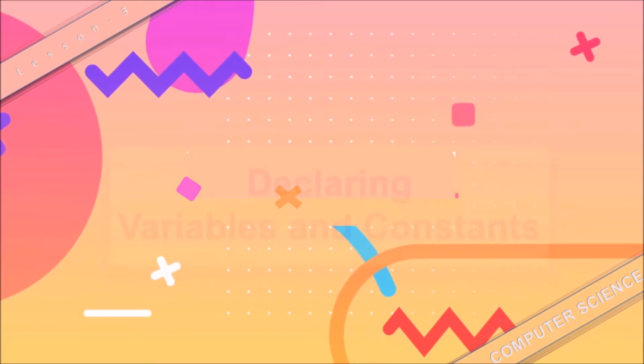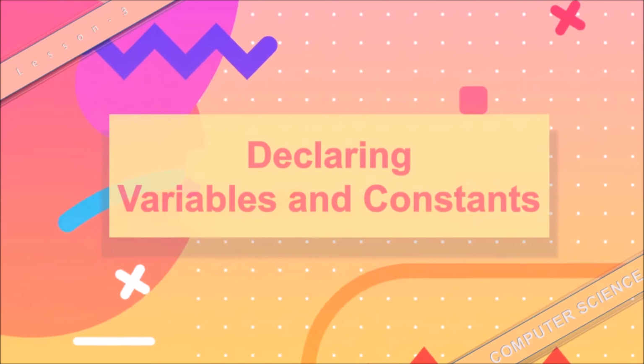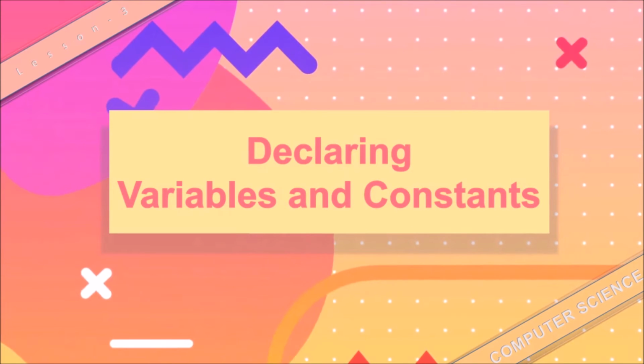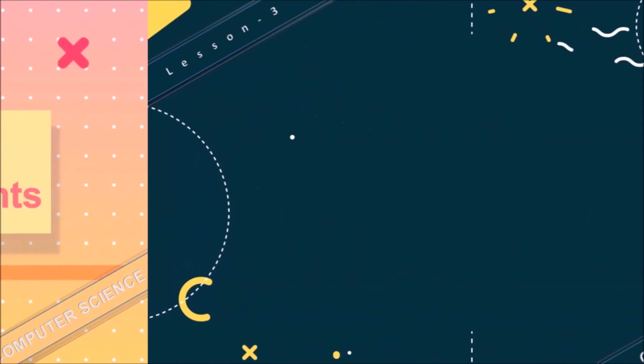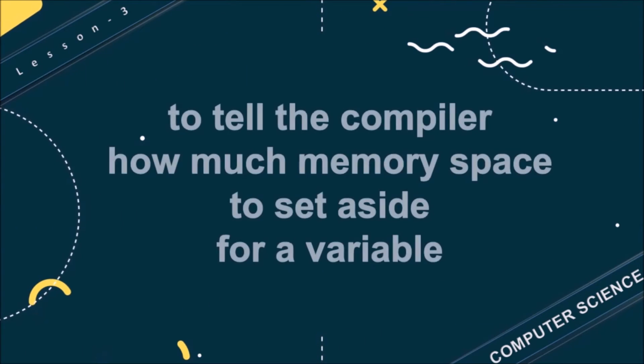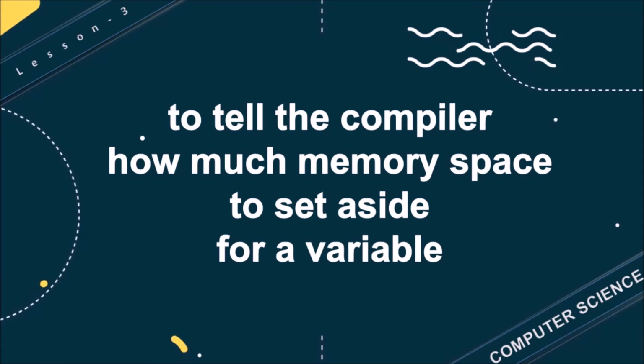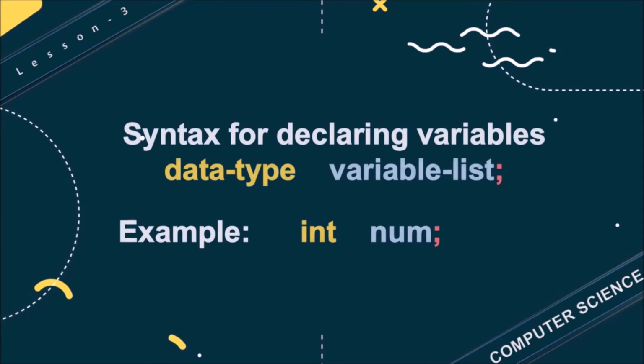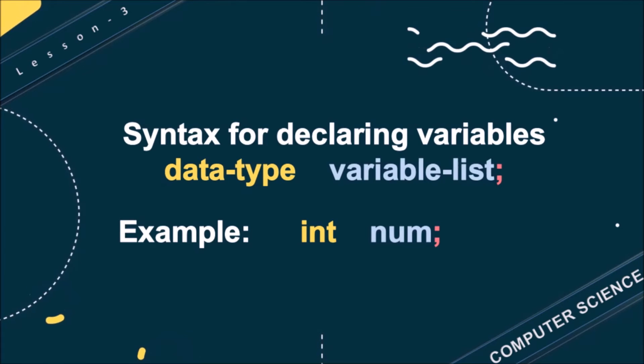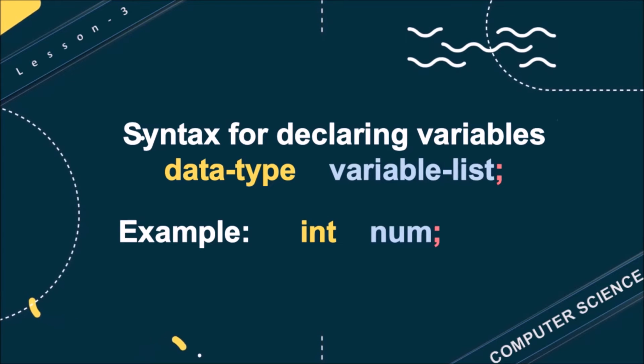Dear students, before using variables and constants in our program, we need to declare them. Declaration is necessary so as to tell the compiler which variables and constants we are going to use in our program, what kind of data or values will be stored in them, and also how much storage space to set aside for those variables. So as we can see, in order to declare variables, we need to mention the data type and the variable names. For example, int num. Here int is the data type and num is a variable. Num is just any name that is given by the user.